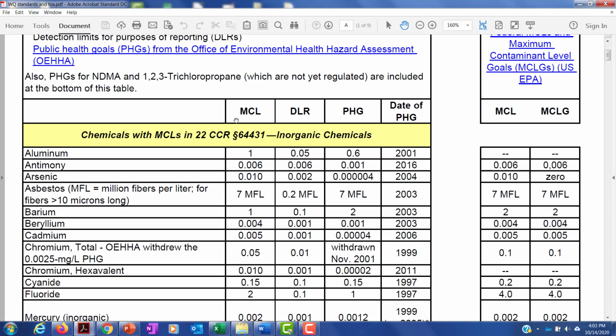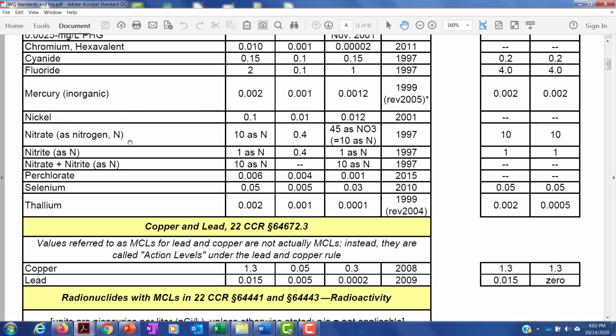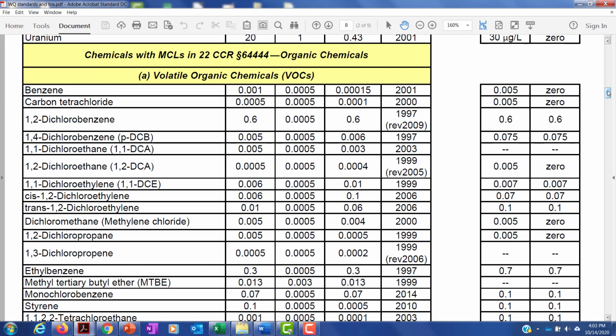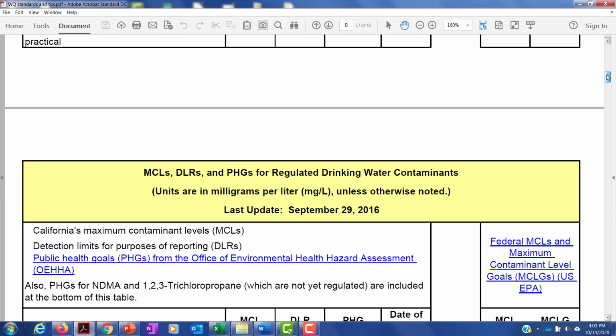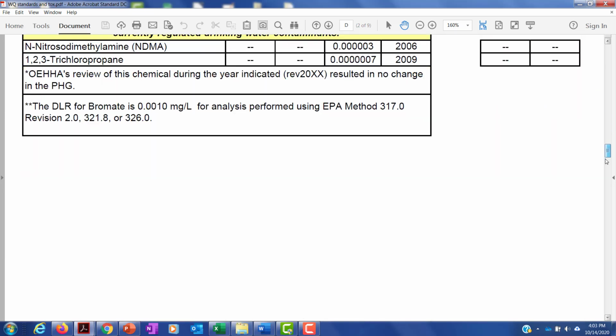So maximum contaminant level is the enforceable concentration that water providers are held to. The PHG is what Californian toxicologists say is the goal. And the maximum contaminant level goal is what the federal government says is the goal. So you can look these up online as to what the goal is and what the contaminant level is. That's just a little bit of terminology in a table. They've developed lots of these for organic and inorganic chemicals. The previous talk distinguished between organic and inorganic.